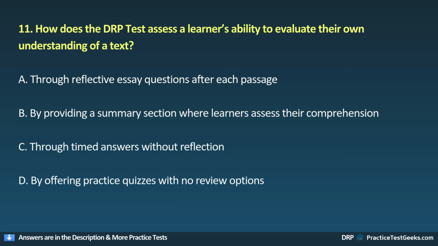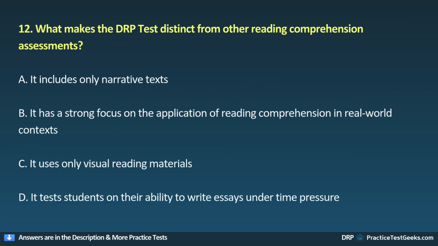11. How does the DRP test assess a learner's ability to evaluate their own understanding of a text? A. Through reflective essay questions after each passage. B. By providing a summary section where learners assess their comprehension. C. Through timed answers without reflection. D. By offering practice quizzes with no review options.